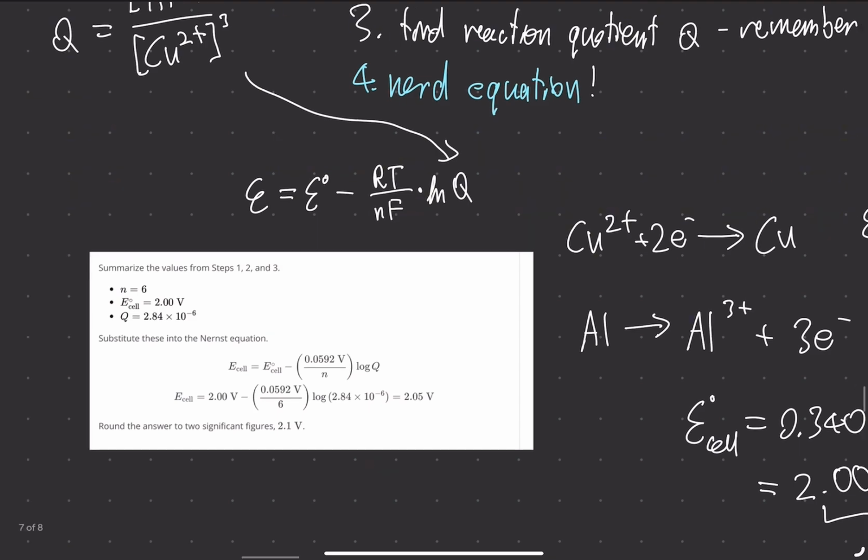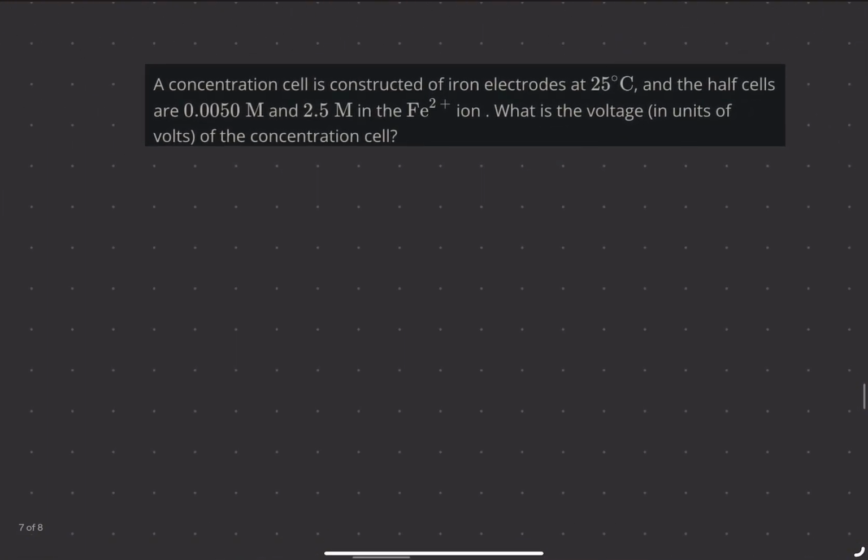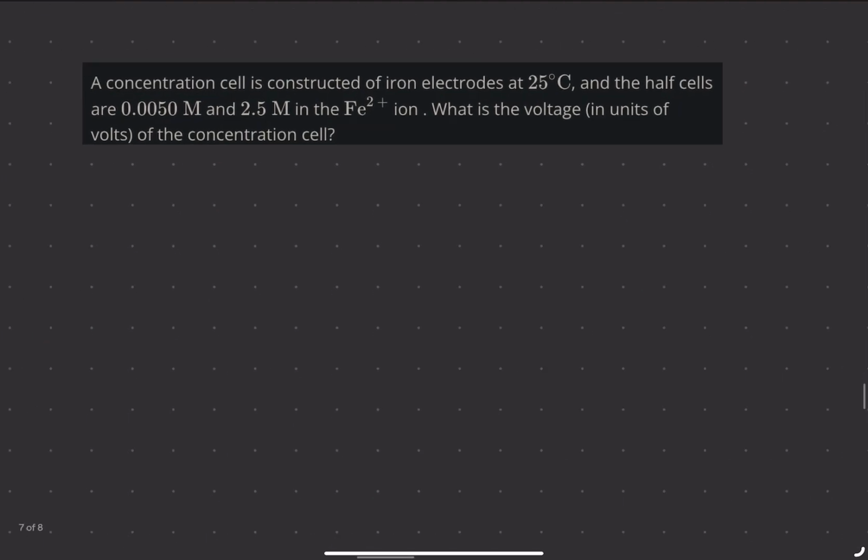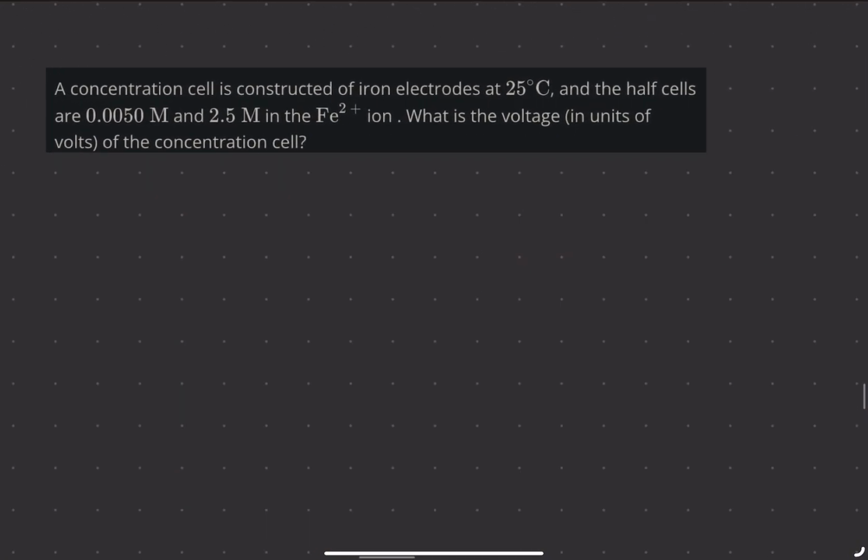Okay. Now I have another problem you should try out. A concentration cell is constructed of iron electrodes at 25 Celsius, and the half cells are 0.0050 and 2.5 molarity in the Fe2+ ion. What is the voltage in units of volts of the concentration cell? Okay, see, this one, I would say it's harder. And I haven't solved that myself yet. But I have the answer key. So see if you can solve it. Write out all the equations and stuff that's happening, and solve it. Okay, answer in 3, 2, 1.